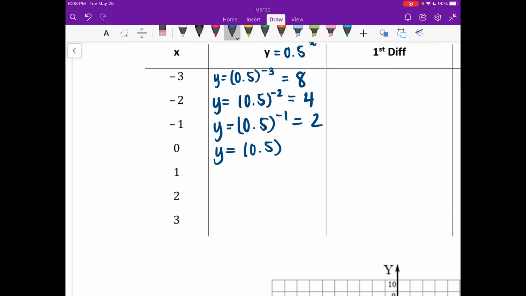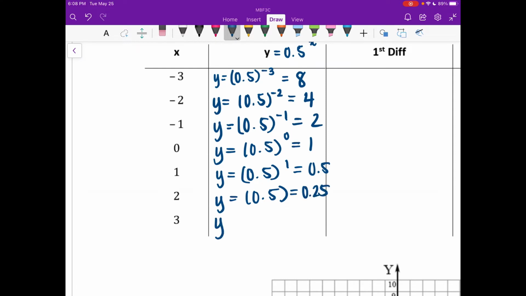But just showing you, anything to the power of 0 is just 1. Y equals 0.5 to the power of 1 is just going to be 0.5. 0.5 squared is going to be 0.25, right? And then 0.5 cubed is just going to be 0.125. And again, these are just numbers I threw into my calculator. That's how I found them.